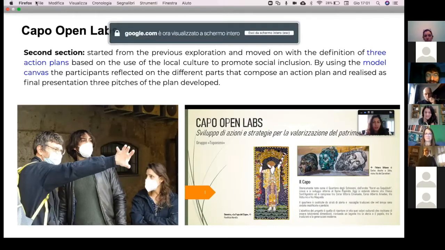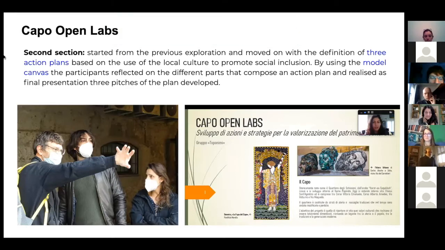Hi, I am Giancarlo. I am a landscape architect and I have a PhD in urban studies. I mainly deal with the social inclusion process and participatory planning in citizen-driven urban regeneration processes. In this experience we are talking about, I helped the participants in the elaboration of the action plan according to the topics identified in the analysis phase.